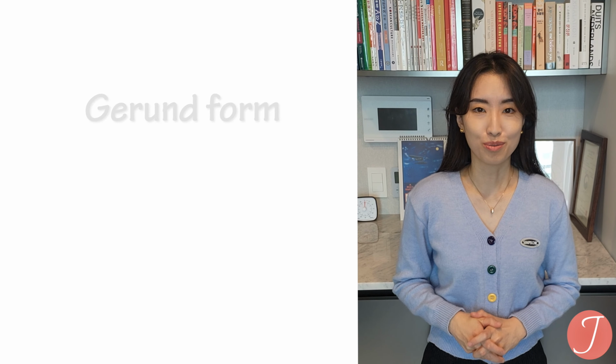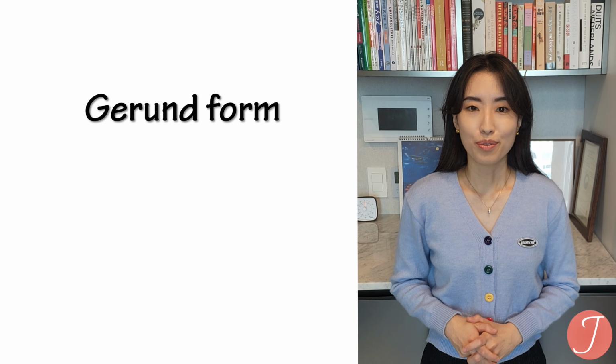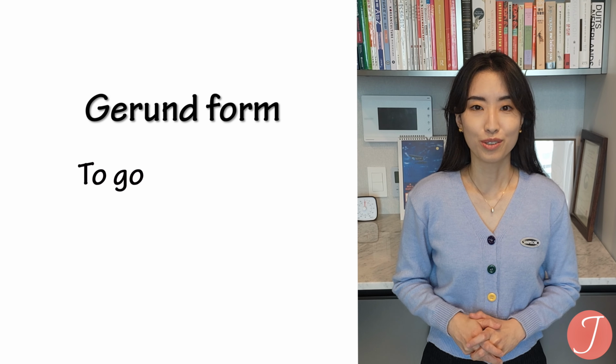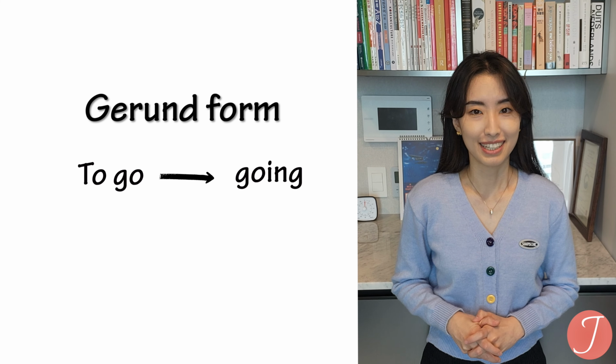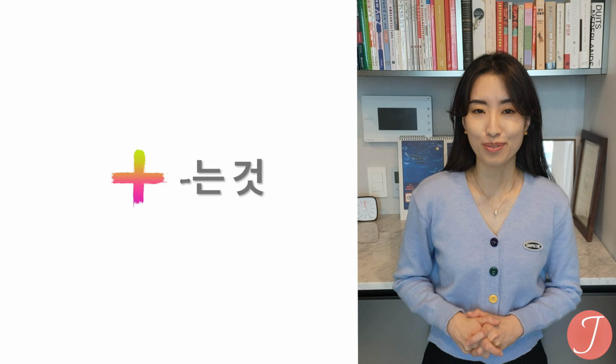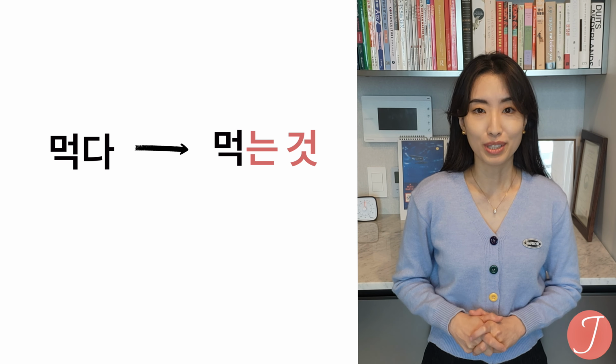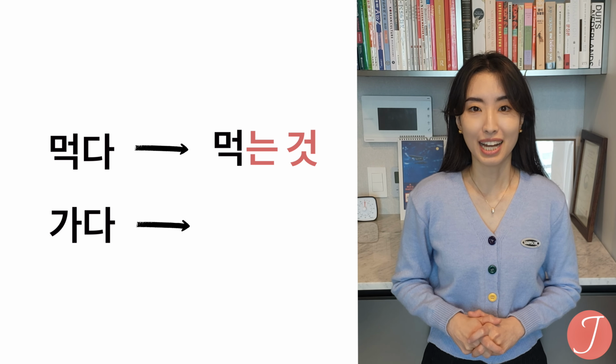In English grammar, this form is also called gerund form. For example, if you turn the verb to go into a noun, it becomes going. The rules are simple. You just need to add 는 것 to the verb stem. For example, the verb 먹다 becomes the noun 먹는 것 and 가다 becomes 가는 것.